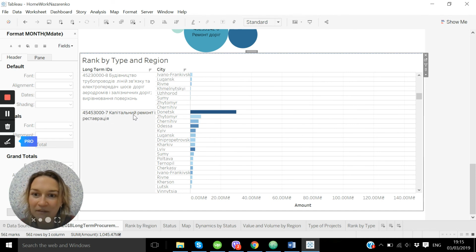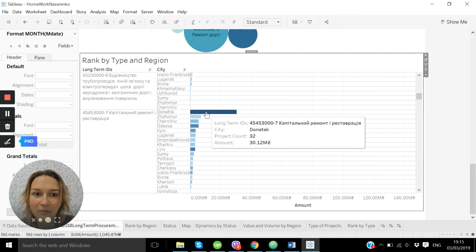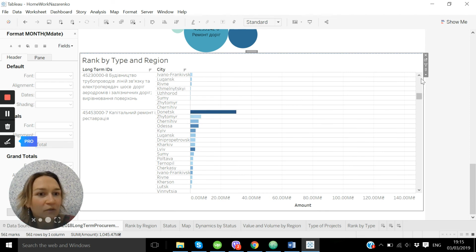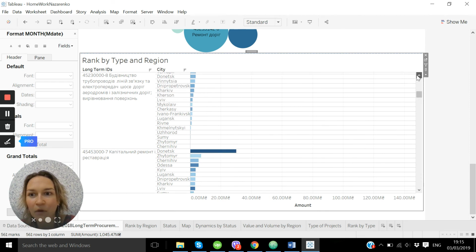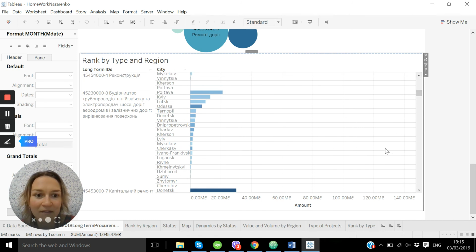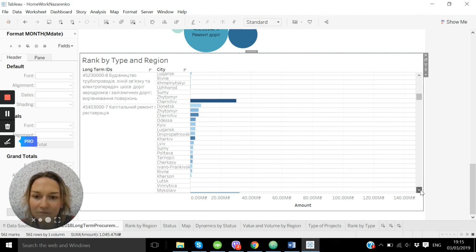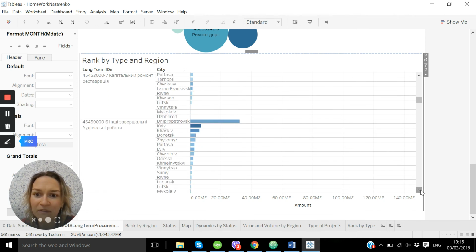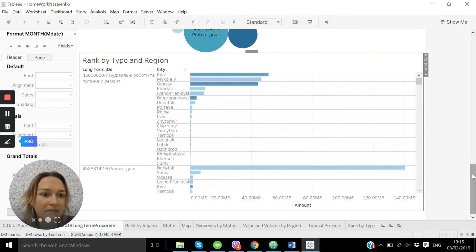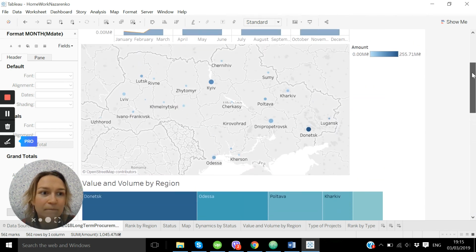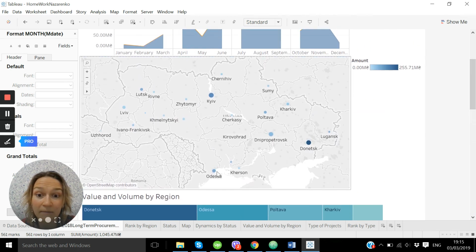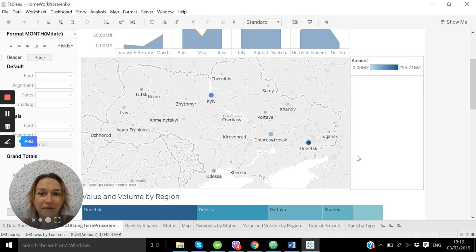Okay, and you can see that for capital renovation, Donetsk has the biggest spend here. What I'm glad to see is that the variety of the regions that are spending on infrastructure is quite big. So in different types of procurement, different cities are coming in at the top. And I think it's good when we have some kind of decentralization in terms of the money and investments. So I like the picture that I've got.